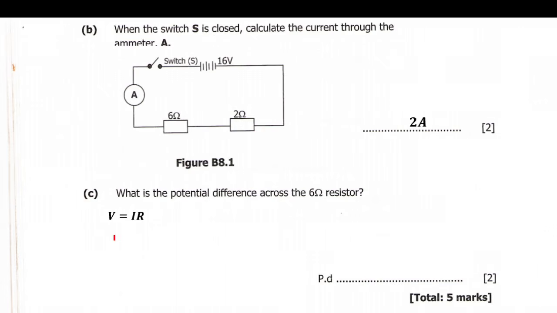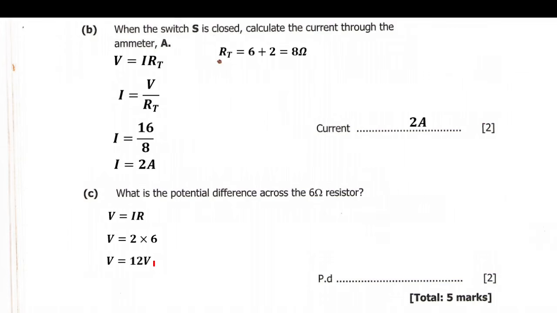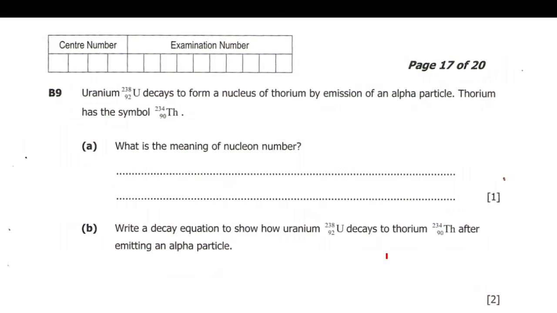All right, so we are going to substitute: voltage is equal to current 2, because it's 2 here, times resistor 6, which is the resistor here, and when we multiply we will get our value as 12, meaning our potential difference is 12 volts. All right, so let's go.